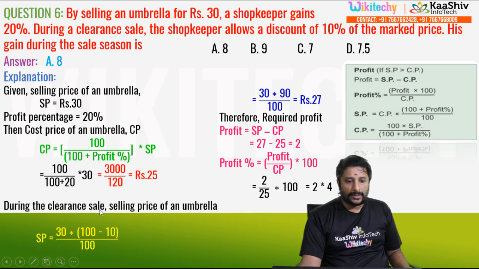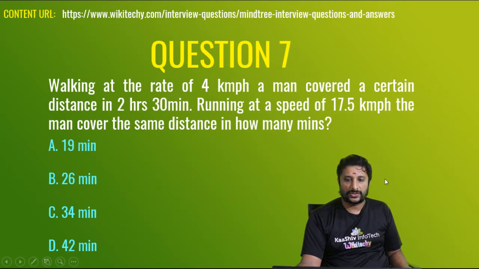So during the clearance sale, the selling price of an umbrella is 30 into 90 divided by 100, because 90%, you get 27 rupees. He sold it for 27 rupees. So the cost price is 25 rupees and he sold it for 27 rupees. So obviously the profit is 2. The profit percentage is 2 divided by cost price into 100. You get 8% profit. The answer is 8.